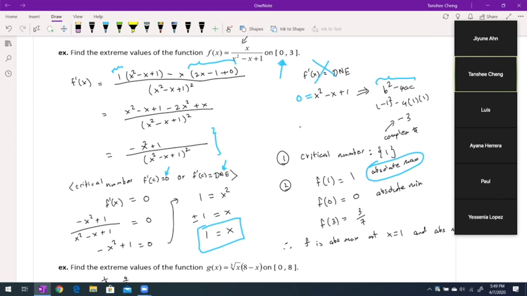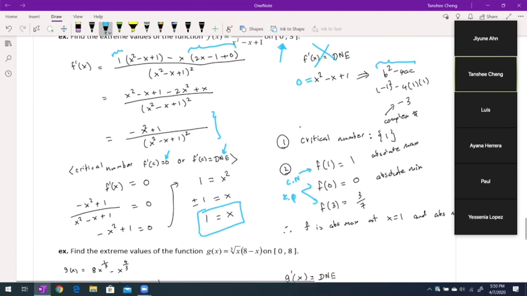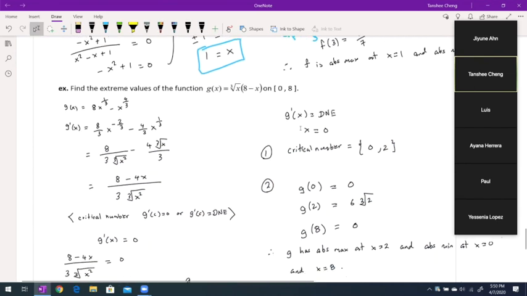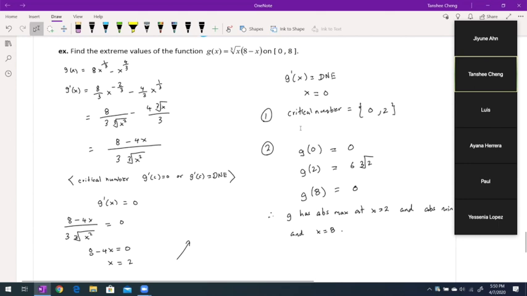Any questions before I move any further from here? If you understood this, then the next problem will be basically the same thing, but with a different function. Again, this time we are interested in finding the extreme values of the function g on the closed interval 0 to 8.